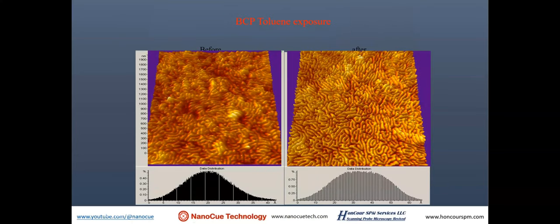This is a block copolymer exposed to toluene vapor. Exposure to organic vapor caused one of the two phases of the block copolymer to swell up. This is not in liquid, not entirely in air, but in the organic vapor. You can see the surface of the sample started to increase its roughness. Below there are two histograms here, and one shows 60 angstroms of spread. Before that is 40 angstroms spread. It's a quantitative analysis of this phase swelling when the block copolymer is exposed to toluene.